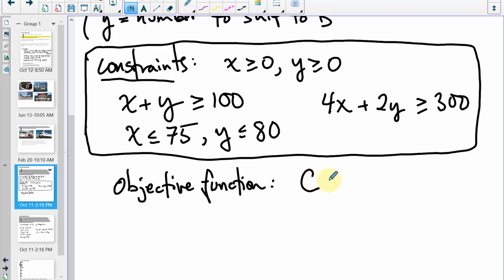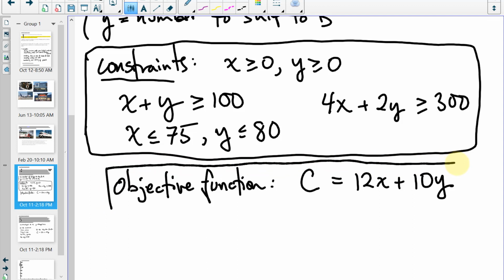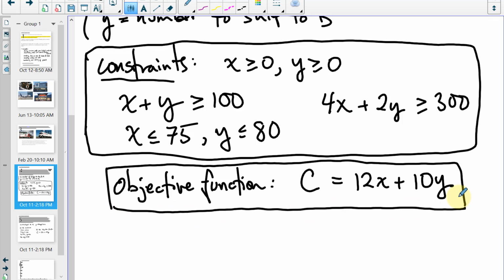So the objective function is the cost, based on $12 for each refrigerator that goes to A, and $10 cost for each refrigerator that goes to warehouse B. So this is my objective function. It represents the cost. We want to make that cost as low as possible. We could make it 0 if we didn't ship any refrigerators, but that wouldn't satisfy these constraints, right? If we had both X and Y 0, it wouldn't satisfy the constraint that we had to ship at least 100 refrigerators, or that we had to have 300 workers.